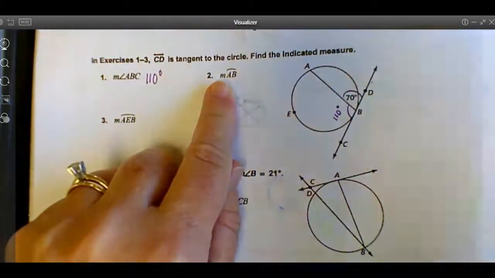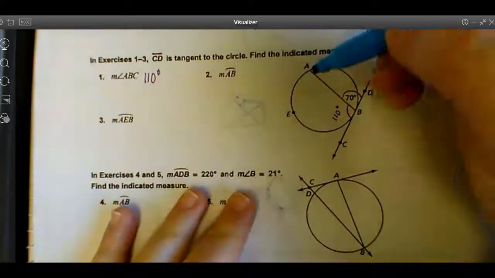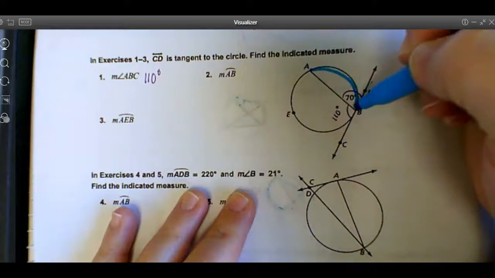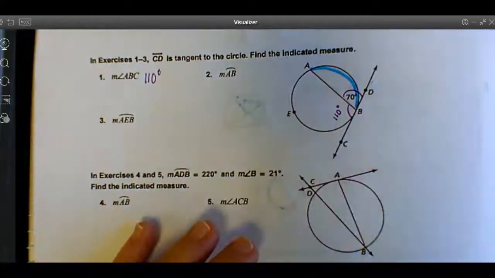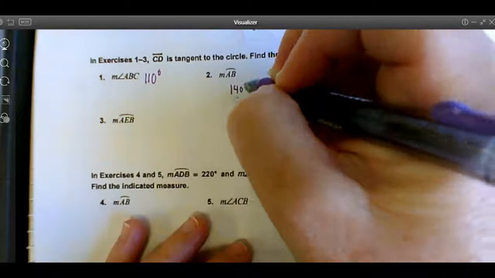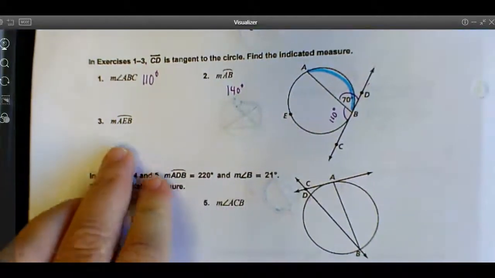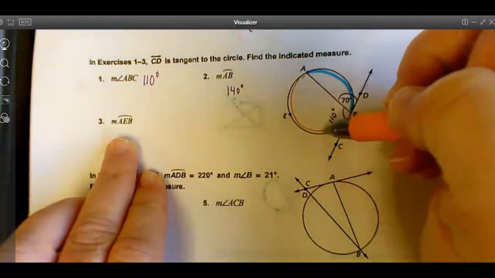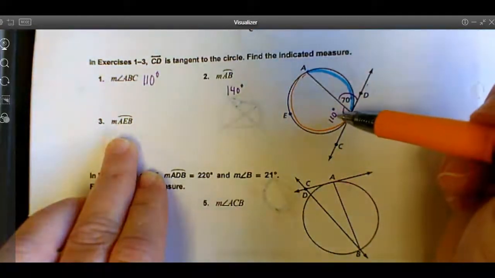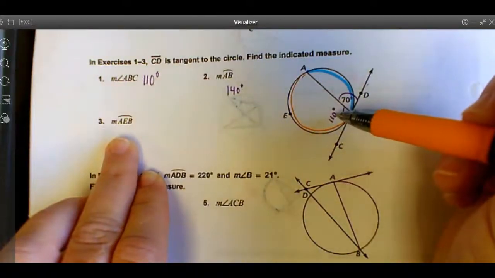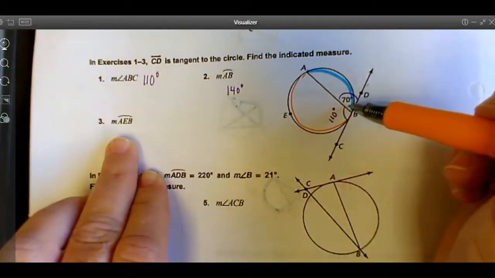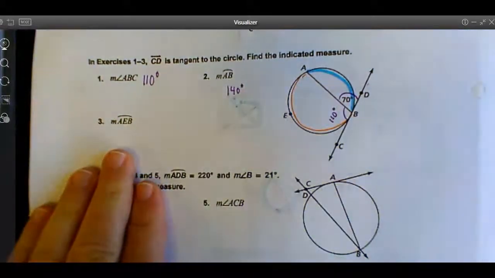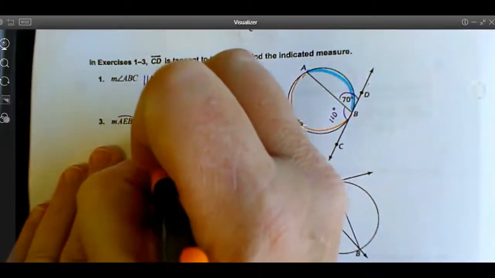Okay, then it says for me to find arc AB. See, that's across from the 70. And so I know I'll multiply by 2, and that would be 140. This one over here is asking me to find AEB, which is pretty much across from the 110. I could multiply 110 by 2, or I could subtract 140 from 360 since that's the whole circle. Whichever way makes sense. And so you get 220 on that one.